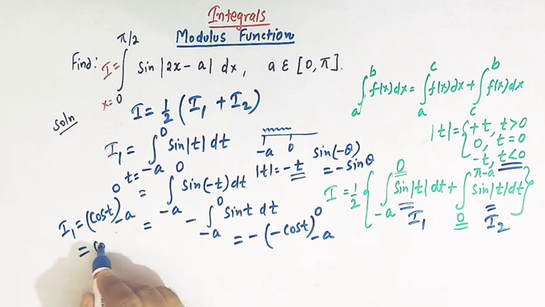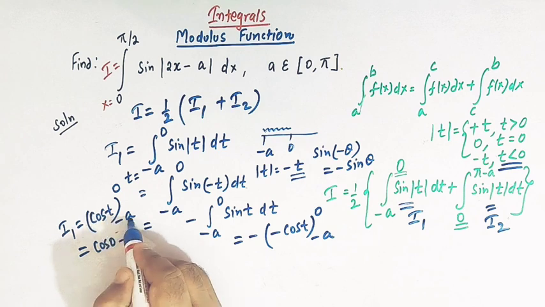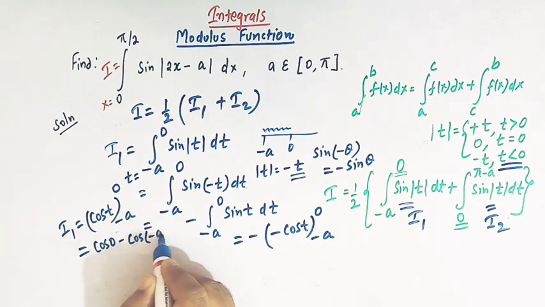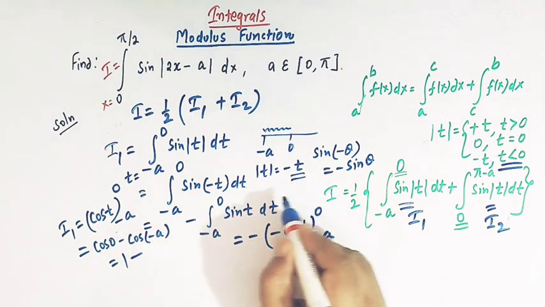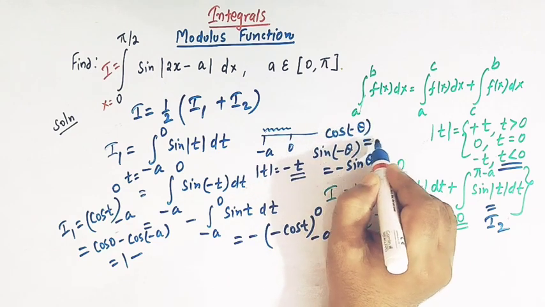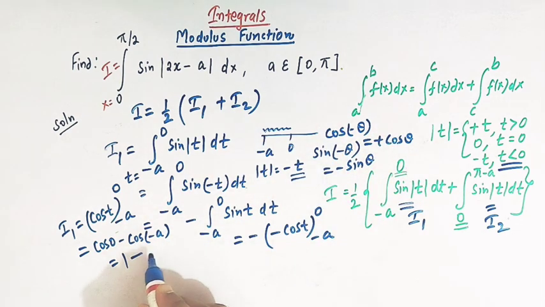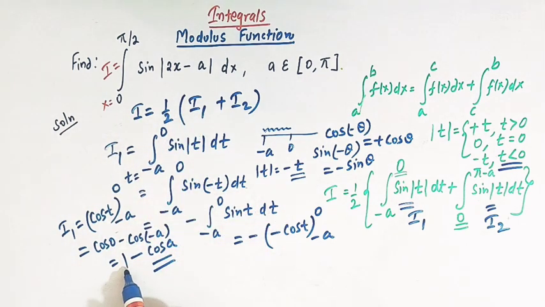So this is cos of 0 minus, taking t equal to 0 and then taking t equal to minus a, we have cos of minus a. So cos 0 is 1, and here again from trigonometry we know that cos of minus theta is equal to positive cos theta, right? So cos of minus a is simply cos of a, right? So the value of I1 is equal to 1 minus cosine a.